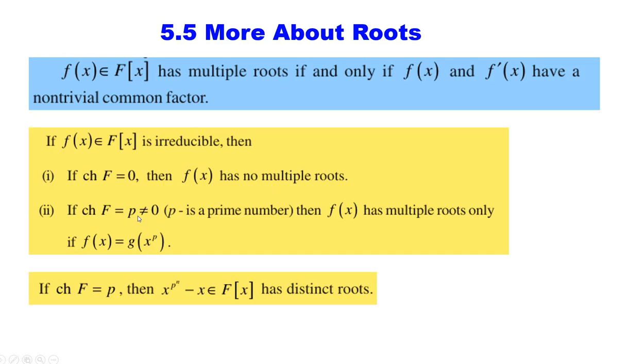And if the characteristic of f is p, then f of x has multiple roots, provided that f of x is of this form. And in the next corollary, we have the characteristic of f is p, then this polynomial has only distinct roots. So this lemma and these two corollaries we will have in the next video.